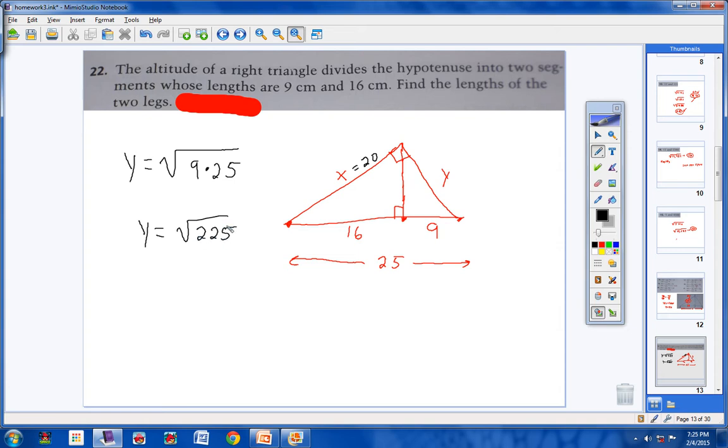Now, I believe the square root of 225 is going to be a perfect square, a whole number. 15 times 15 is 225. So the square root of 225 is 15. So y equals 15.